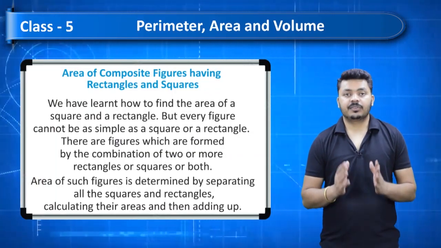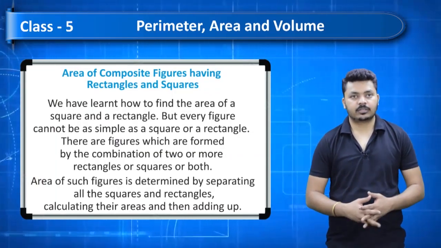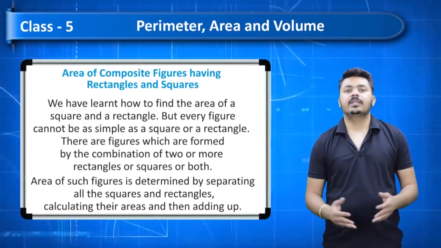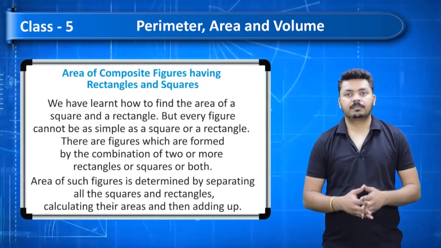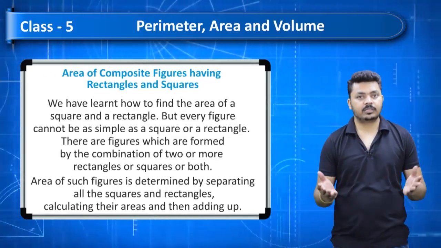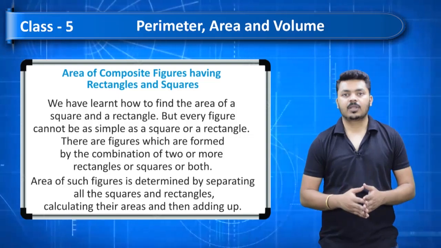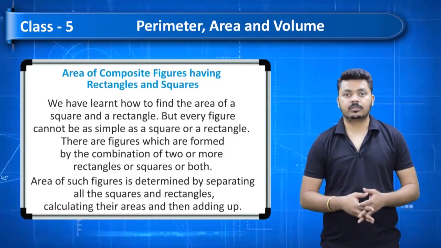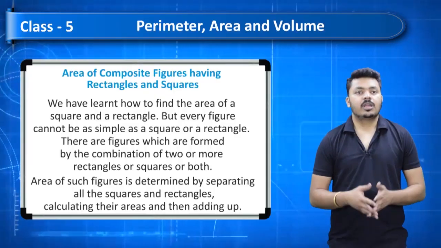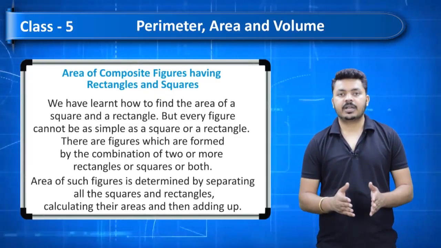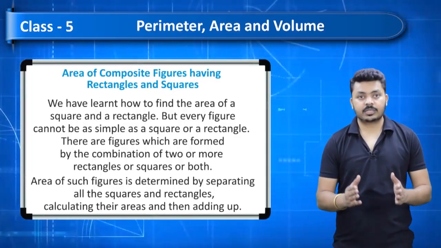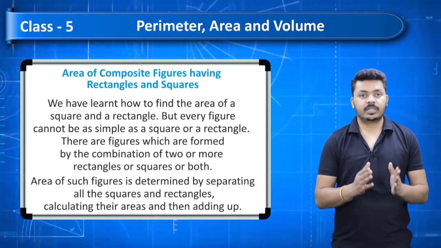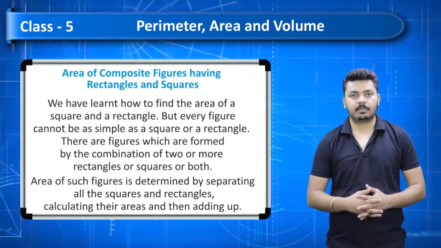Area of composite figures having rectangles and squares. We have learned how to find the area of a square and rectangle. But every figure cannot be as simple as a square or rectangle. There are figures which are formed by the combination of two or more rectangles or squares or both. Area of such figures is determined by separating all the squares and rectangles, calculating their areas and then adding up.